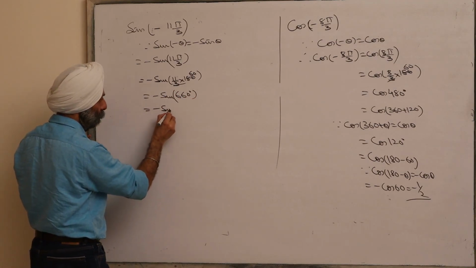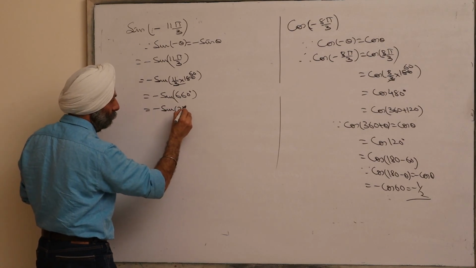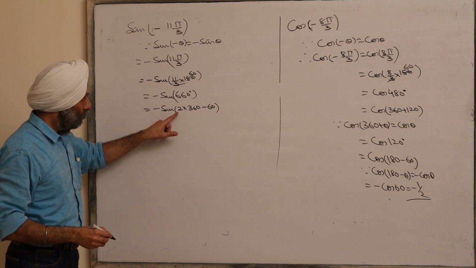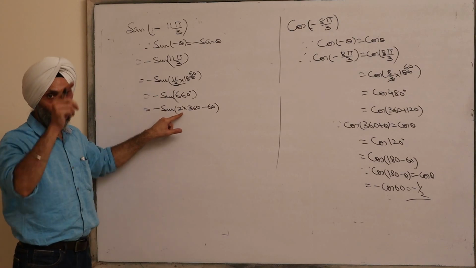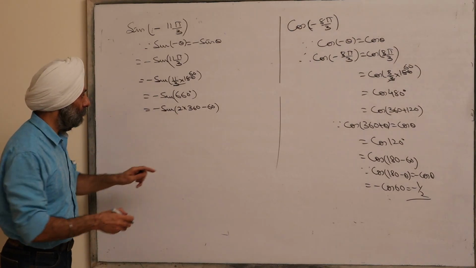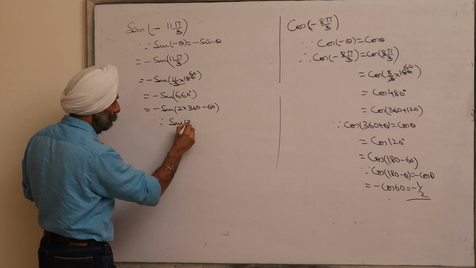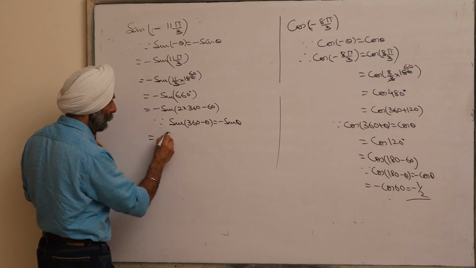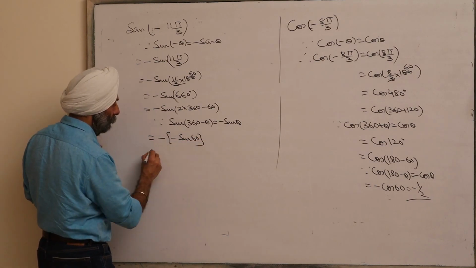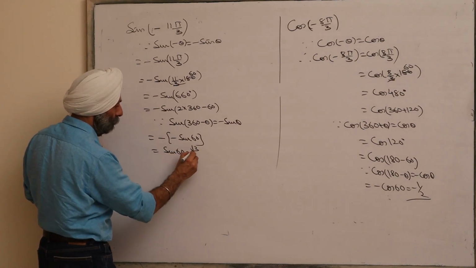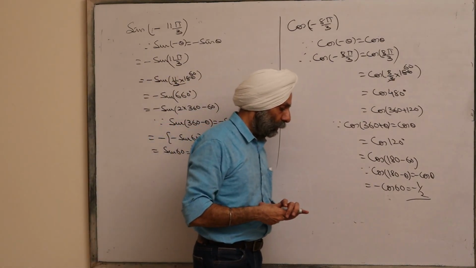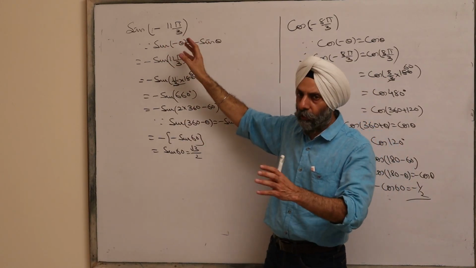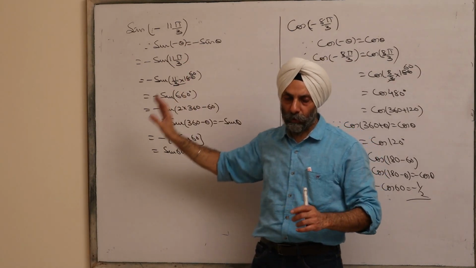Now, can this be written as minus sine of 2 into 360 degrees minus 60? Number of rotations, 2 rotations of 360 degrees minus 60, because sine of 360 minus theta is minus sine theta. So therefore it is minus of minus sine 60, which is your positive sine 60, which is your root 3 by 2 here. So this way again you can see that we can solve any question, any value comfortably. We will be able to get the answer of the question.